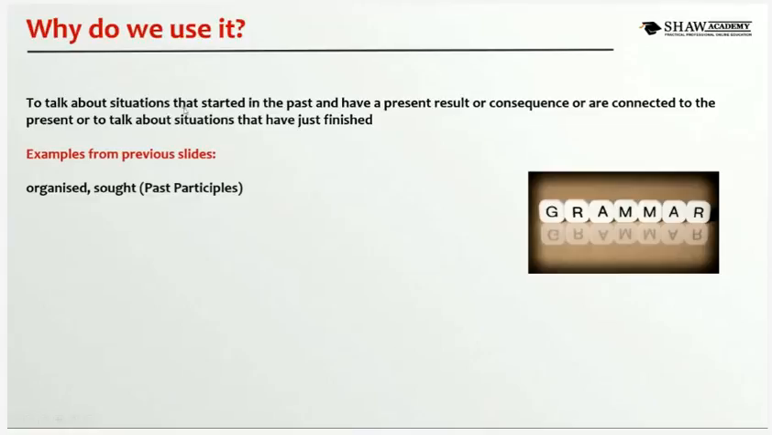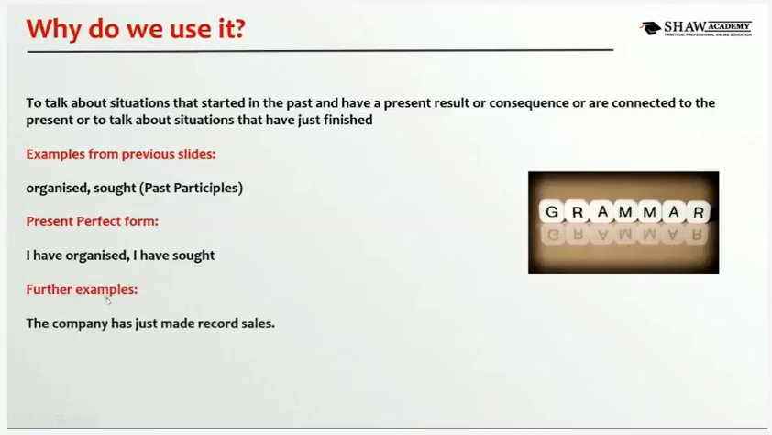Okay, so here are some examples from the previous slide. So the words organized and sought, they are past participles, and they are a typical characteristic of the present perfect simple. So the example there will be, I have organized, I have sought. They are the present perfect form. Okay, some more examples. The company has just made record sales. They've literally just made. So the action has just finished.